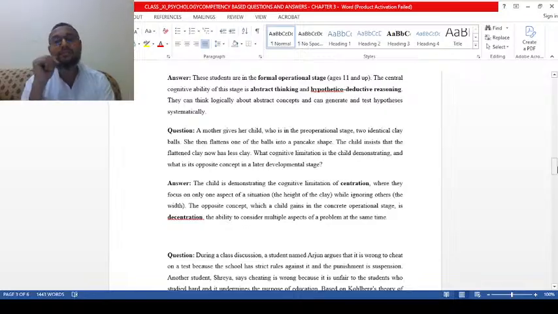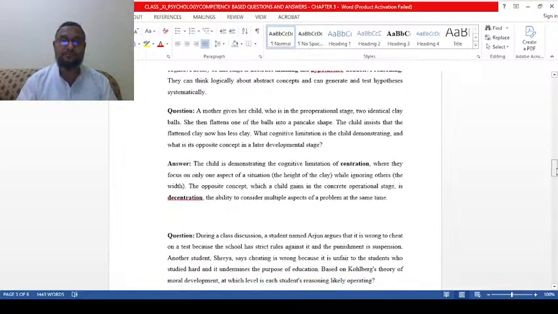The decentration will be there in the concrete operational period. So the pre-operational child will have centration, whereas in the concrete operational stage the child will have decentration. This is a little bit opposite to this area. This is out of your syllabus, my children, but to make you understand a higher order thinking question, every time I am adding little concepts which are out of your syllabus. Just I use this word, decentration, we are calling.